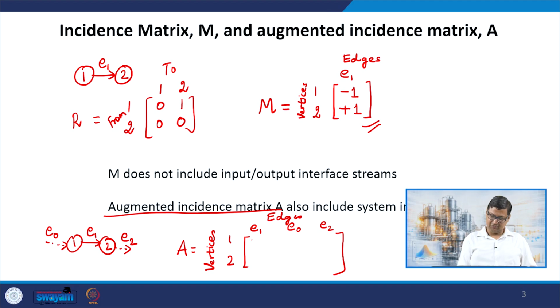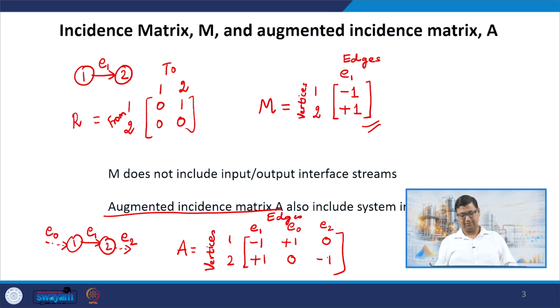For E1 we still have the same story, -1 and +1. E0 is incoming at 1, so I put a +1 there, and E0 is not connected to 2, so I put a 0 there. So, -1 if it is outgoing, +1 if it is incoming, 0 if not connected. Similarly, for E2, E2 is not connected to 1, but E2 is outgoing from 2, so I put -1.